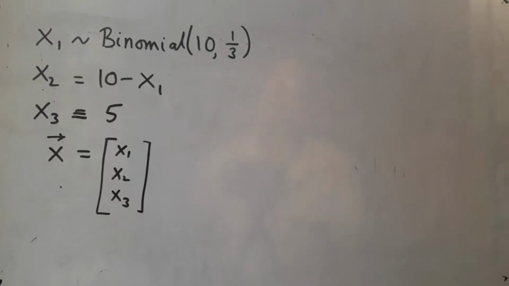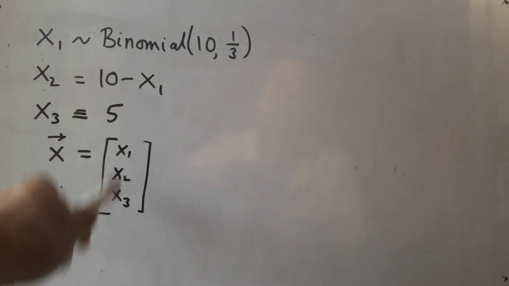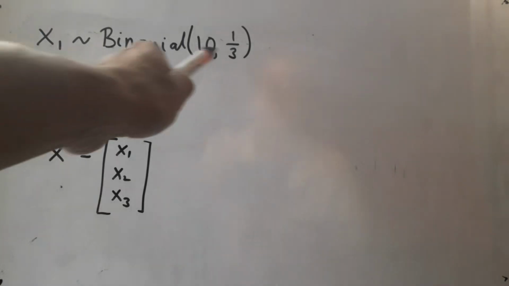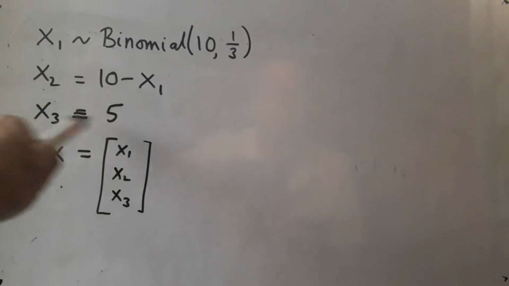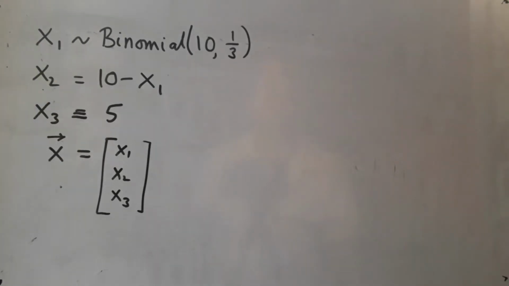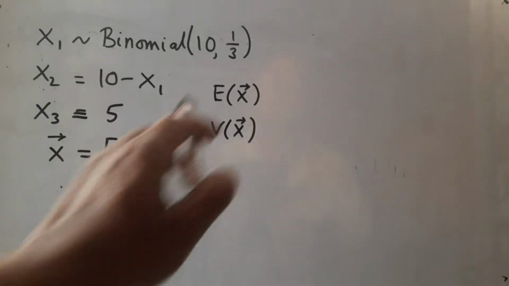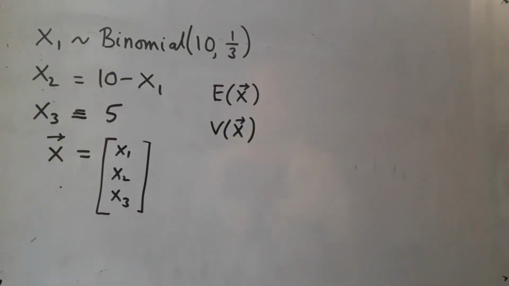In this problem, I am going to give you a random vector of 3 components. The first component is binomial 10, 1/3. The second is obtained from the first as 10 minus x1. x3 is always equal to 5, so it is degenerate at 5. Your job is to find out expectation of x and the variance matrix of x.